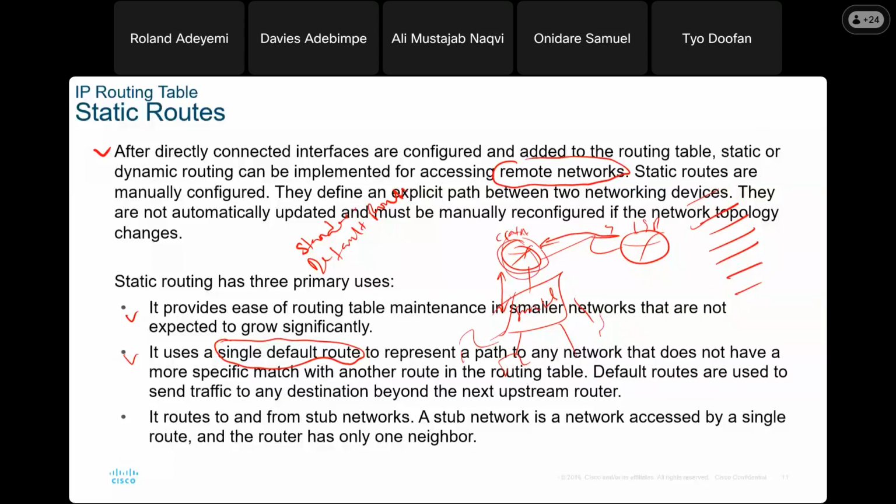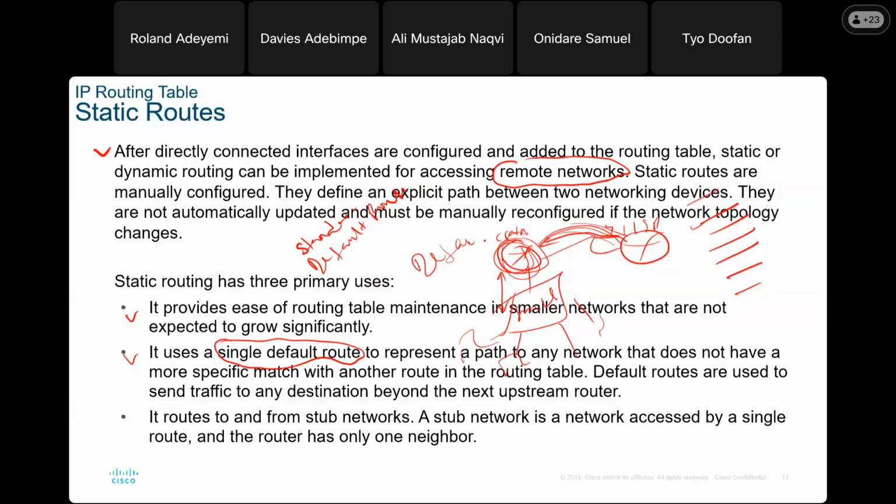If you are going to Google, send a message to the ISP. If you are going to Yahoo, send a message to the ISP. If you are going to Facebook, send a message to the ISP. If you are going to all kinds of networks out there in the millions, we cannot do that. So instead, we'll just tell the router, if you get a message for any network you don't know about, just send it to the ISP. And that is what the default route does.